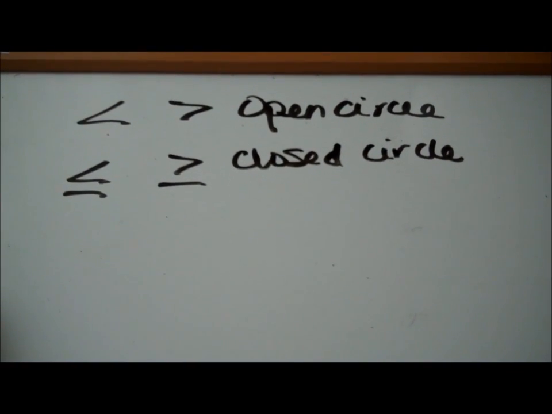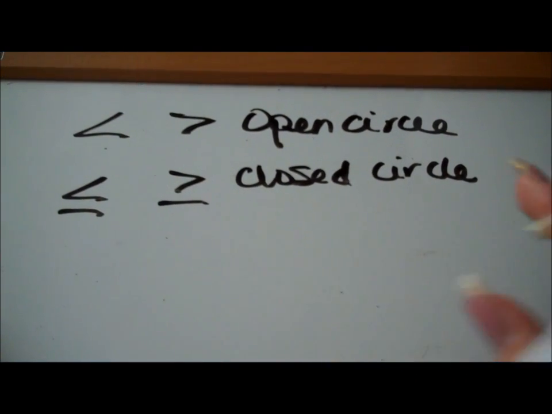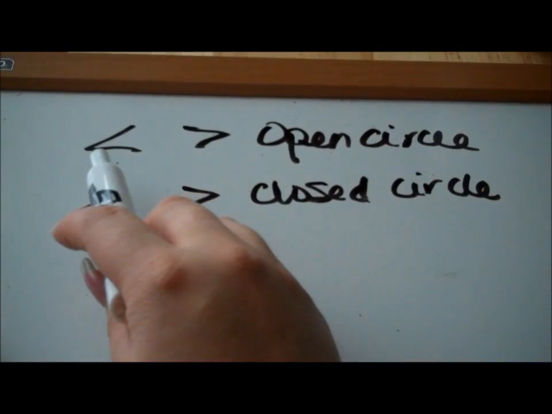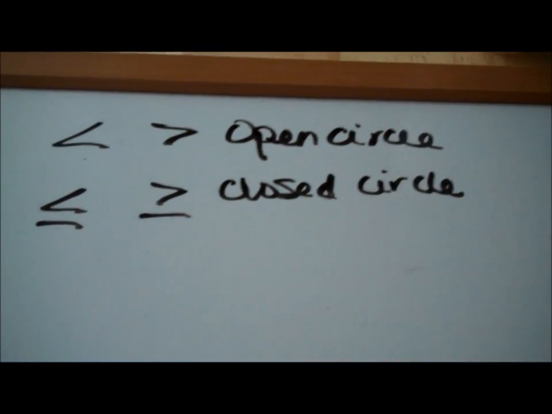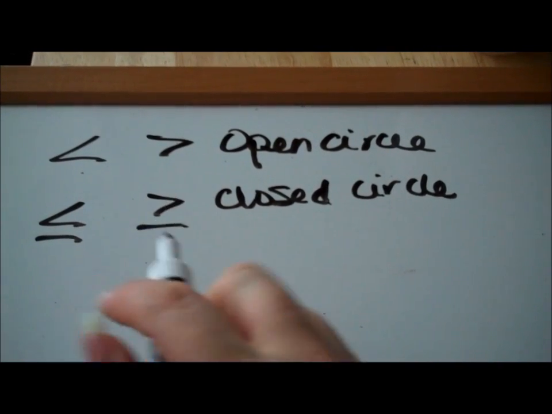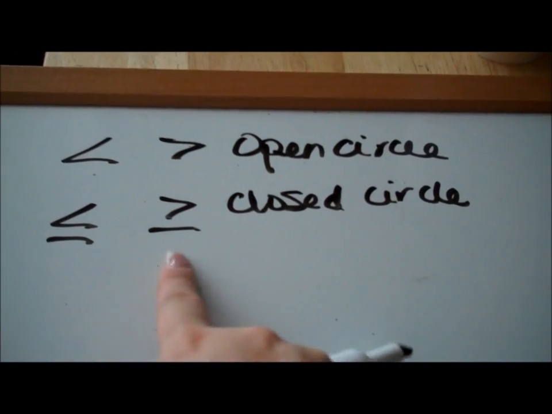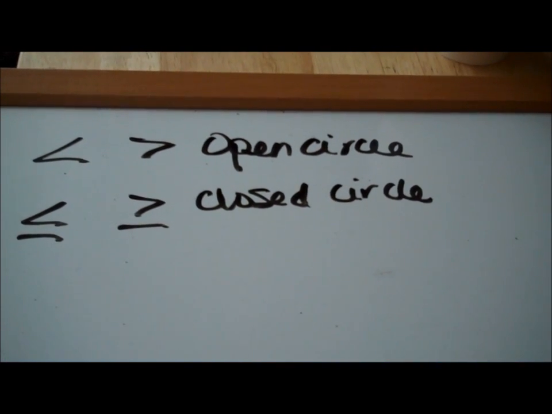Now back in OAO, we talked about how when we graph these, there's a certain notation that you use. If you have a less than or greater than symbol, you have to use an open circle, and then you shade on a certain part of the line. On this, you have to have a closed circle because it's equal to, again, you want to hold on to that point, so that's why we use a closed circle.